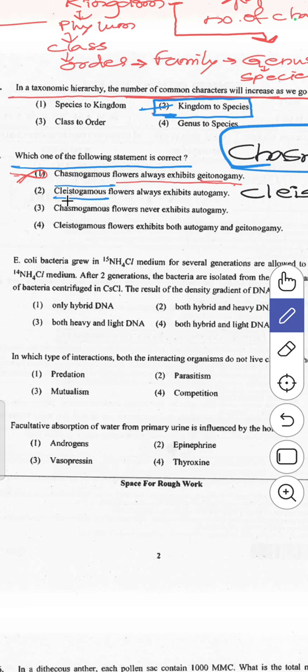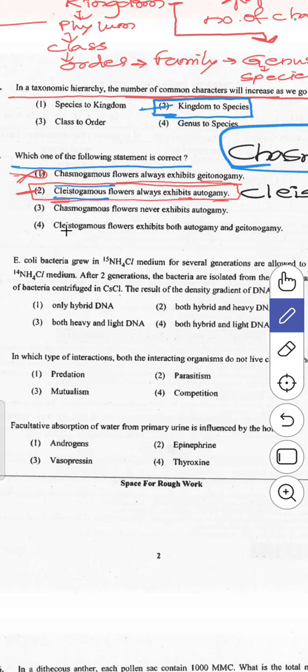Let's read out the second one. Cleistogamous flowers always exhibit autogamy. So this is true here, as this cleistogamous flower will be closed always. Due to that, the only possibility is self pollination, that is autogamy. So this is the right statement here.